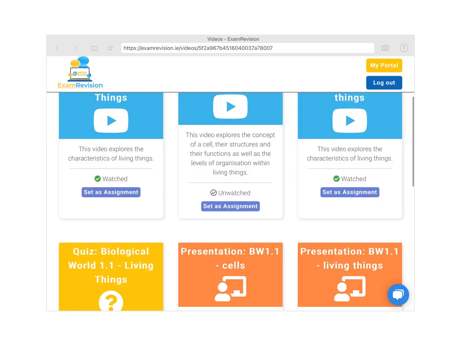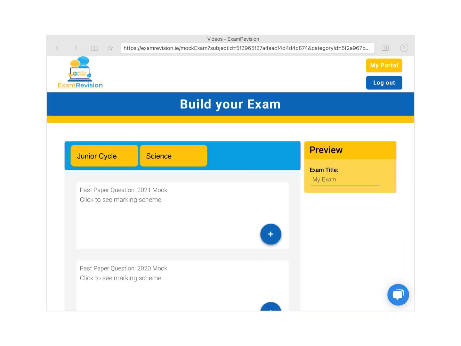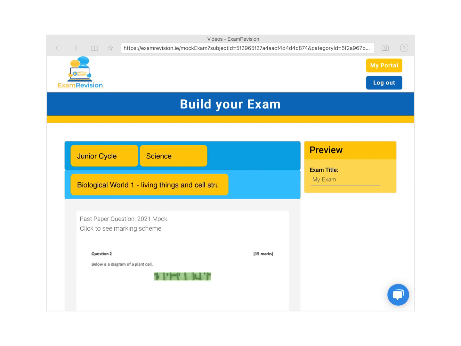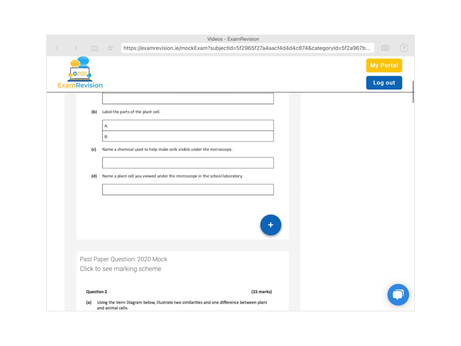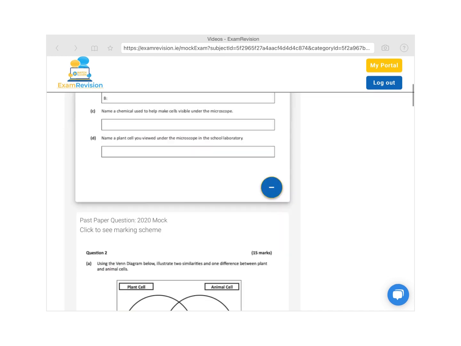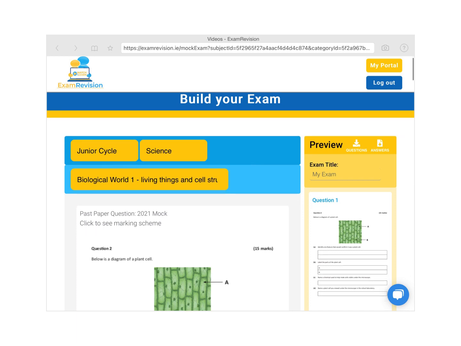We do also have the option towards the bottom of an exam builder. So at the minute here, we're looking at biological world 1, so living things in the cell. So all you have to do is flick through the questions, whichever ones you want to add to an exam for yourself, you press the plus button, and when you go back up to the top, there's an option there to download the questions and the answers, and you can test yourself. So these are all former exam questions from the actual state exams and then from mocks as well. So you can really test yourself and make sure you know these topics inside out and upside down.